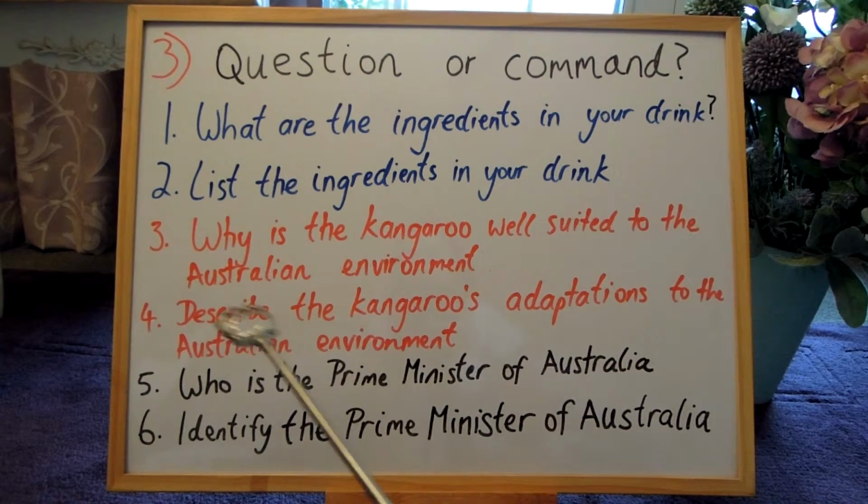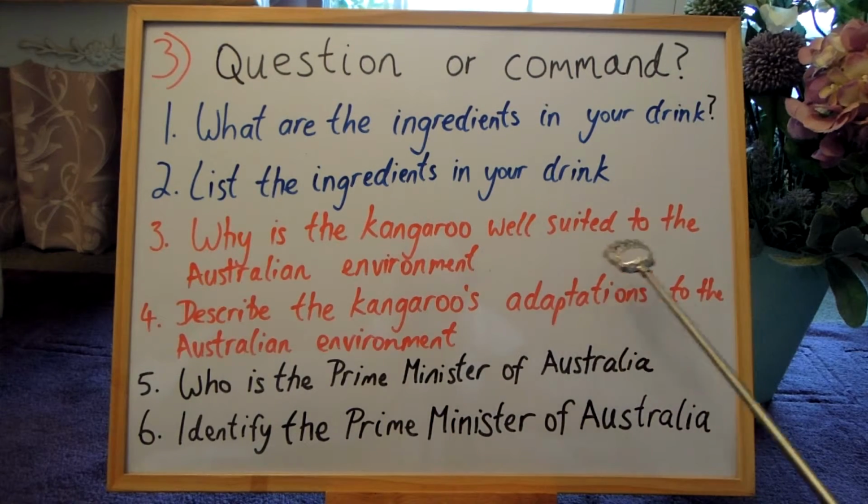Okay, so number 3, why is the kangaroo well suited to the Australian environment? And number 4, describe the kangaroo's adaptations to the Australian environment.